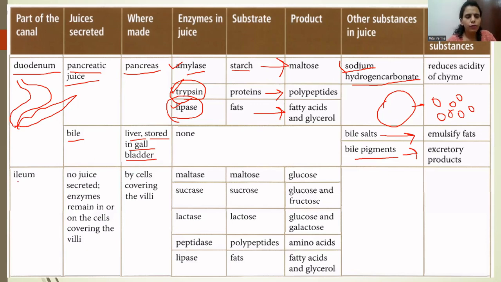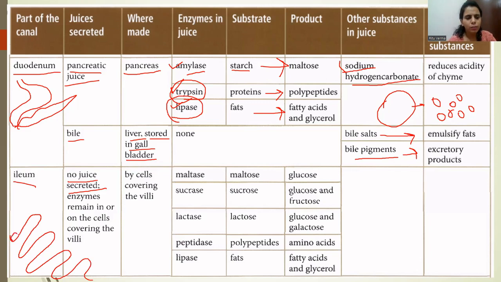Then the second part of the small intestine is the ileum. In the ileum, the process of chemical digestion gets over. This is the second part of the small intestine where chemical digestion gets completed. In the ileum, no juice is secreted. Remember this, in the ileum no juice is secreted. In the ileum we have microscopic villi, finger-like projections called villi. About this we are going to learn in the next video.